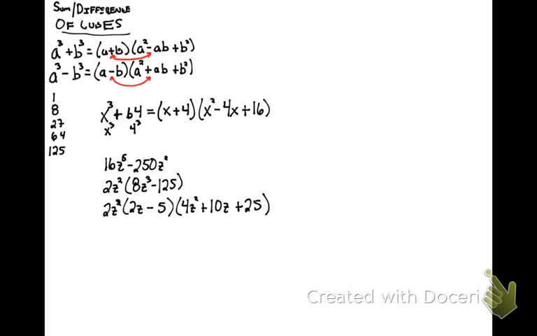So there's two examples using cubes. One is sum of cubes and the other is difference of cubes. And the way they factor is something you just need to have memorized.